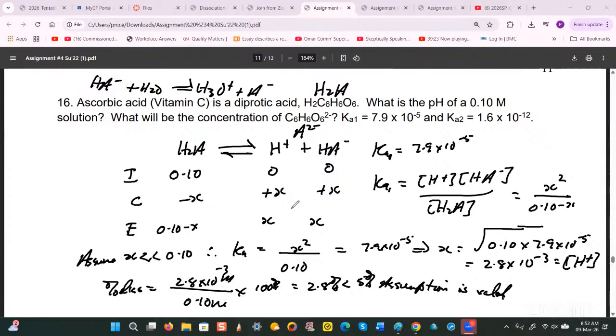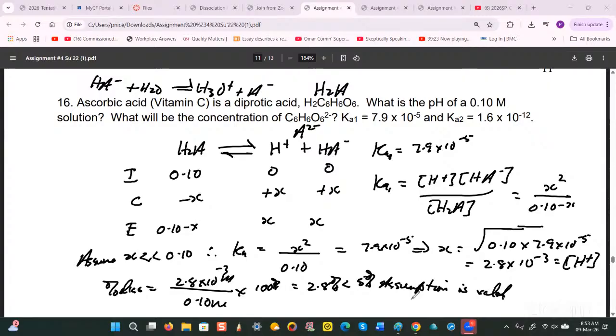So the first dissociation will be the strongest, the second dissociation will be weaker, and if there's a third dissociation, that will be weaker and continue, right? So therefore, we don't need to look at the second dissociation to see if any H plus will be produced.